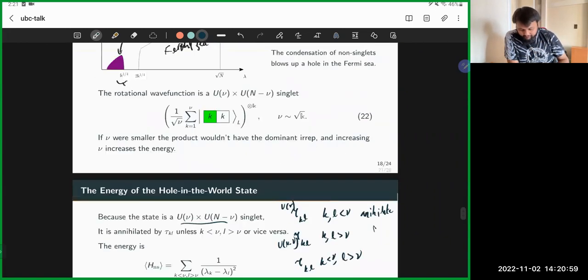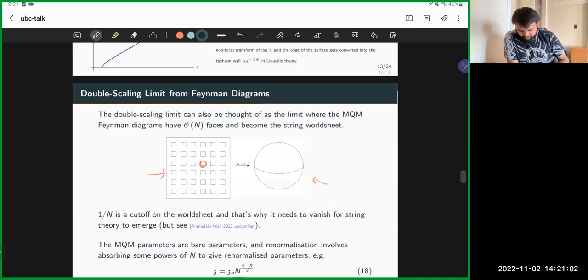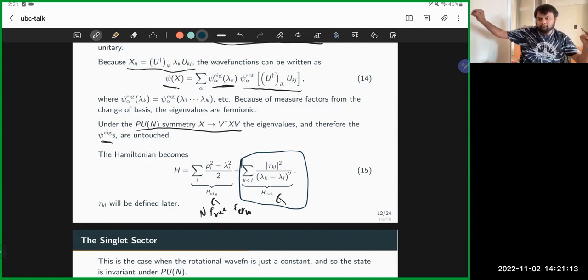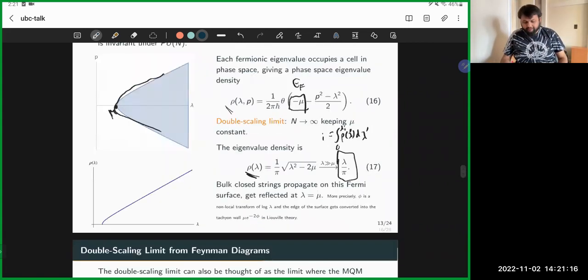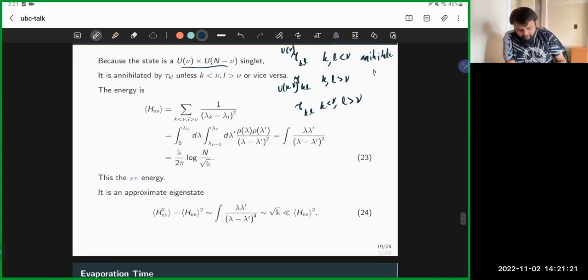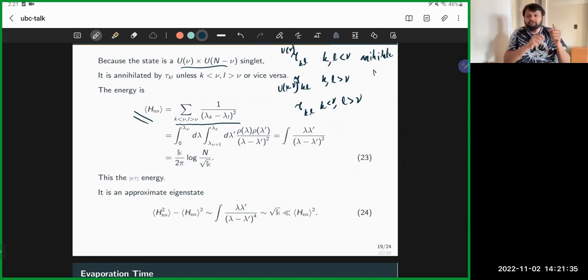And the Hamiltonian, remember, had these tau KLs. Where is the Hamiltonian? Here. So the only ones that survive are where lambda K is in the left blob, and lambda L is in the right blob. And it turns out that you can show that tau KL squared is 1 for all of these cases. So the non-singlet part of the energy is just a sum where all the tau KLs have been set to 1 in the case when K is less than nu and L is greater than nu. Okay, so these correspond to virtual processes where a string tip jumps out and comes back in.